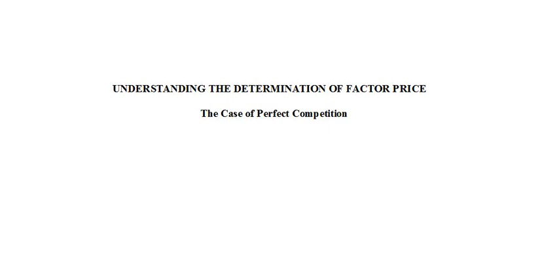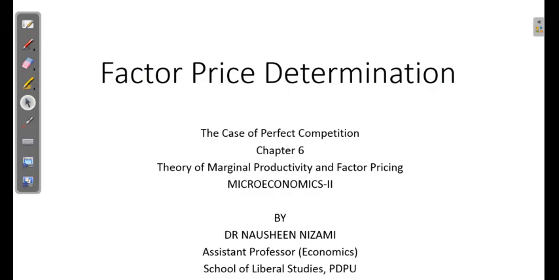How to determine the price of a factor of production, or the price of inputs. We are going to limit our discussion to the case of perfect competition. So this topic is a part of the broader topic, which is the theory of marginal productivity and factor pricing, and we are trying to find out how, after the market demand curve and market supply curve have been obtained, the factor price can be determined.